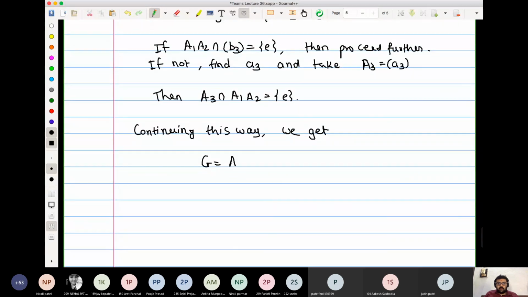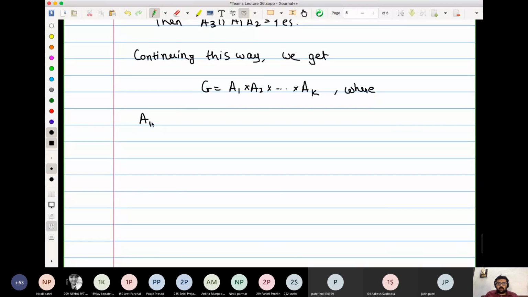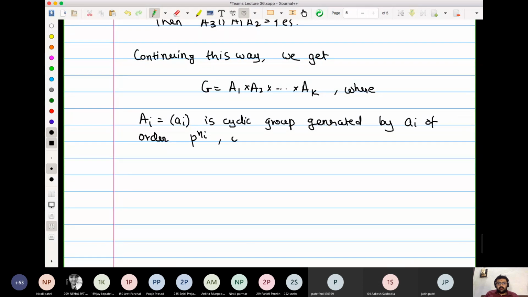G equals A1 cross A2 cross, and so on, cross AK. We can write the product in whichever way, where AI is a cyclic group generated by AI of order P power NI, where N1 is greater than or equal to N2 is greater than or equal to, and so on, is greater than or equal to NK is greater than 0.